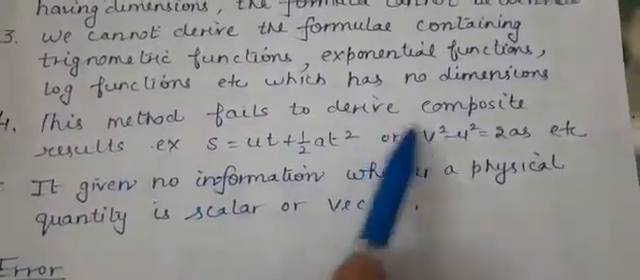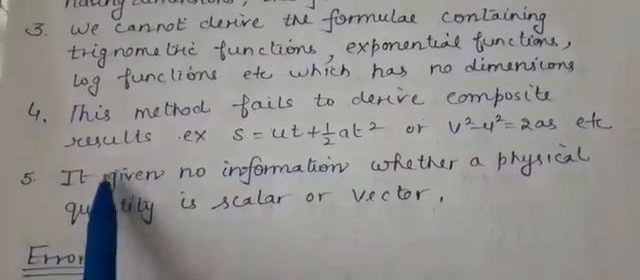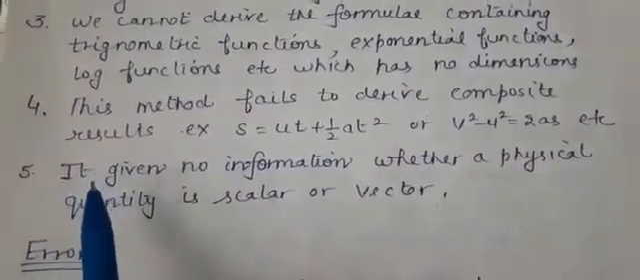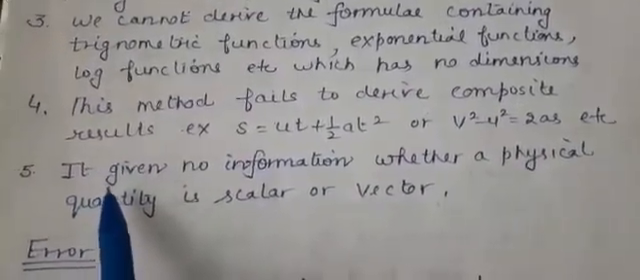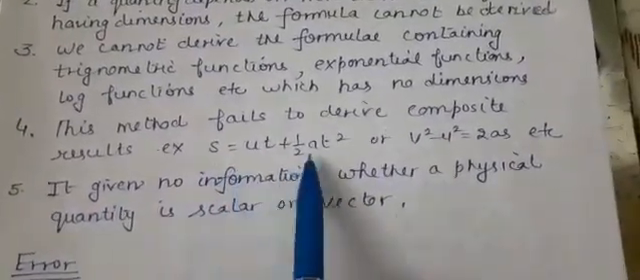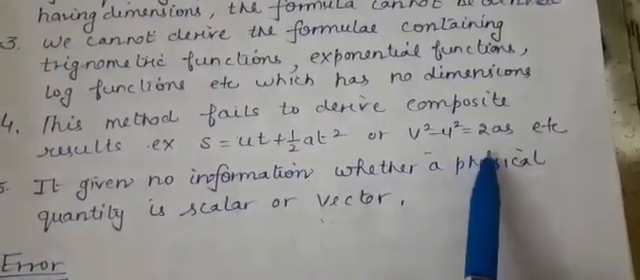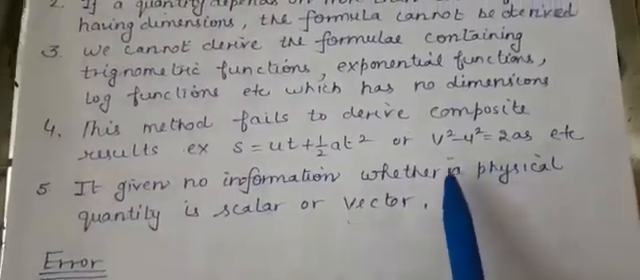Next is, this method fails to derive composite results, which can be obtained by adding or subtracting many different physical quantities or relations. Like you are observing here, S equal to ut plus half at square, V square minus u square equal to 2as, or V equal to u plus at.